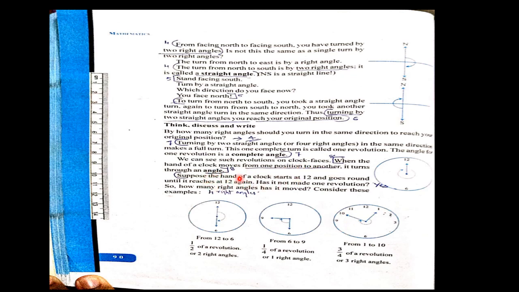Okay, now suppose the hand of a clock starts from 12 and goes round till it reaches 12 again. Has it not made one revolution? Children, yes, it has made one revolution. When the hand starts from 12 and turns and reaches back to 12, it is completing one revolution. Okay, how many right angles has it made? 4 right angles. How many straight angles has it completed in one revolution? 2 straight angles.